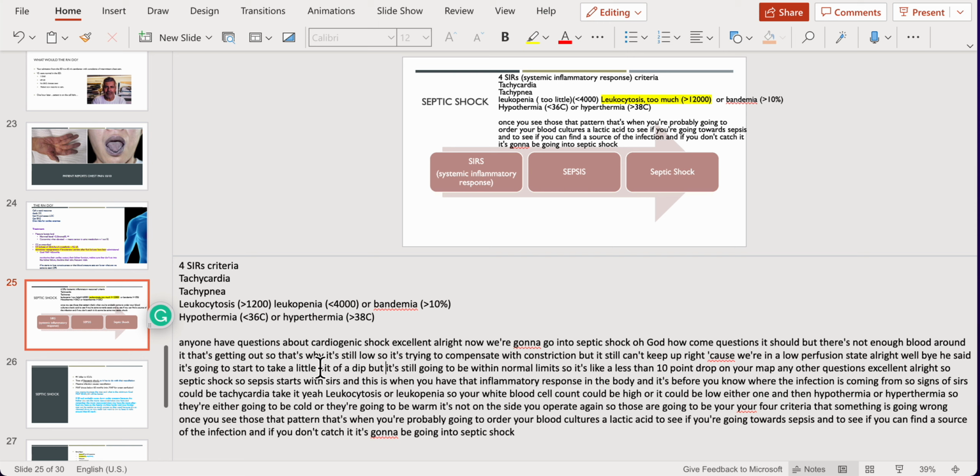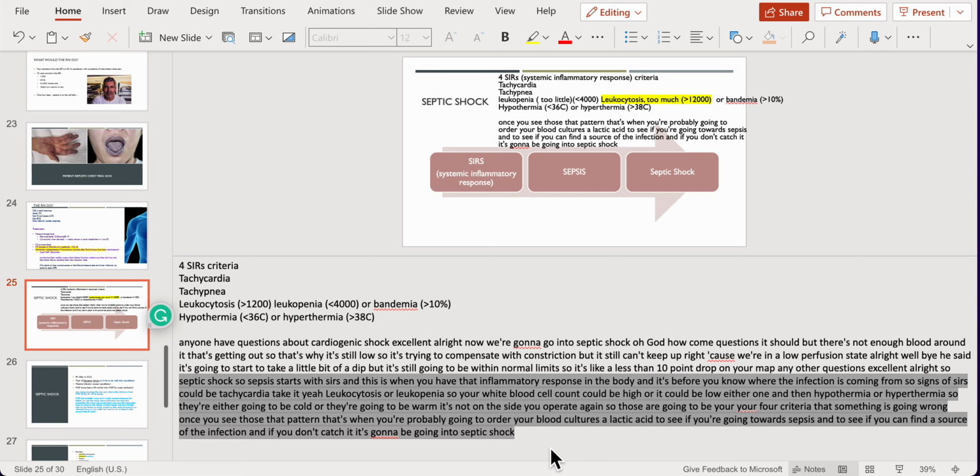It should, but there's not enough blood getting out, so that's why it's still low. So it's trying to compensate with constriction, but it still can't keep up, right? Because we're in a low perfusion state. It's going to start to take a little bit of a dip, but it's still going to be within normal limits, so it's like a less than 10-point drop in septic shock.